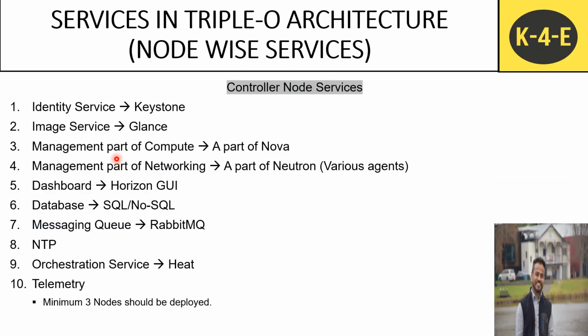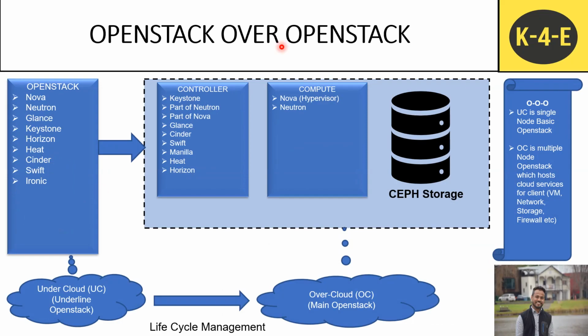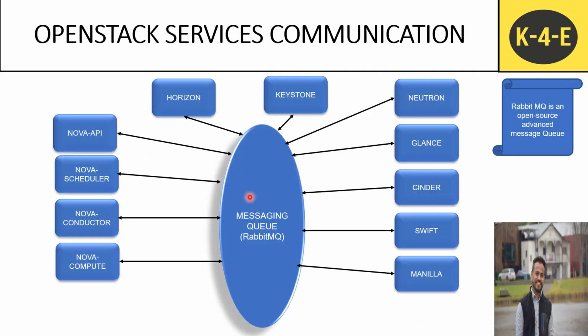If you see the services running on your controller node, you have the messaging queue running, you have block storage, all the services. You have Keystone, the Neutron part, the Nova part, Glance, Swift, everything running on these controllers. RabbitMQ is present on the three controller nodes, not on any of your compute nodes. Horizon, Keystone, Neutron, Glance, Cinder, Swift, Manila, all these services are running on the controller only, except Nova and Neutron agents, which are part of your compute node.